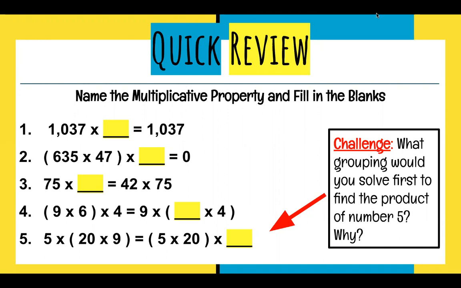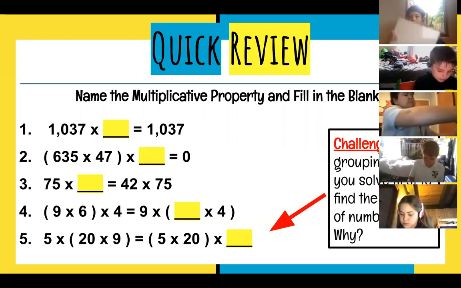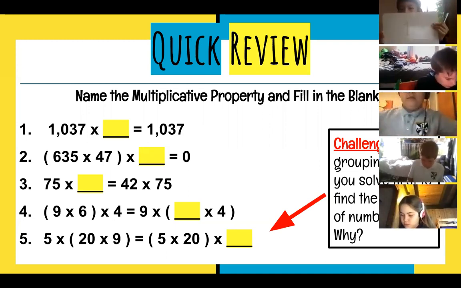1,037 times what will equal 1,037? On your whiteboards, I want you to put the missing number. What is the missing number? And hold it up when you are ready. What is the missing number?